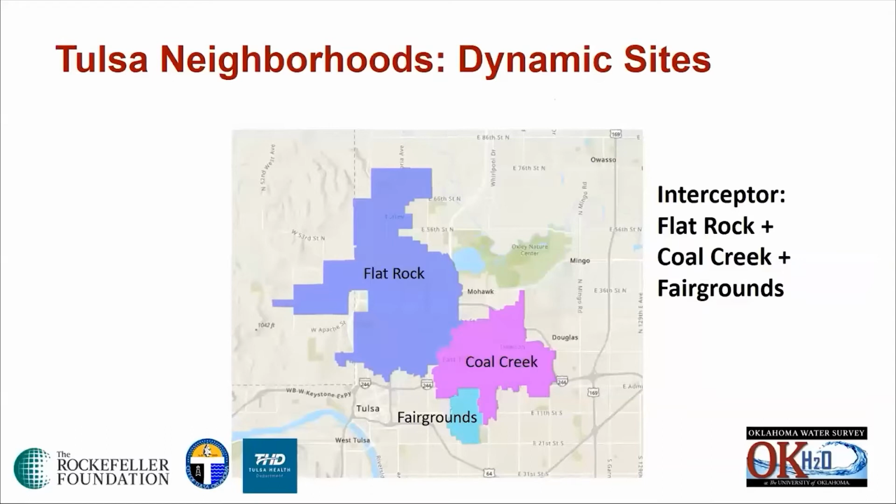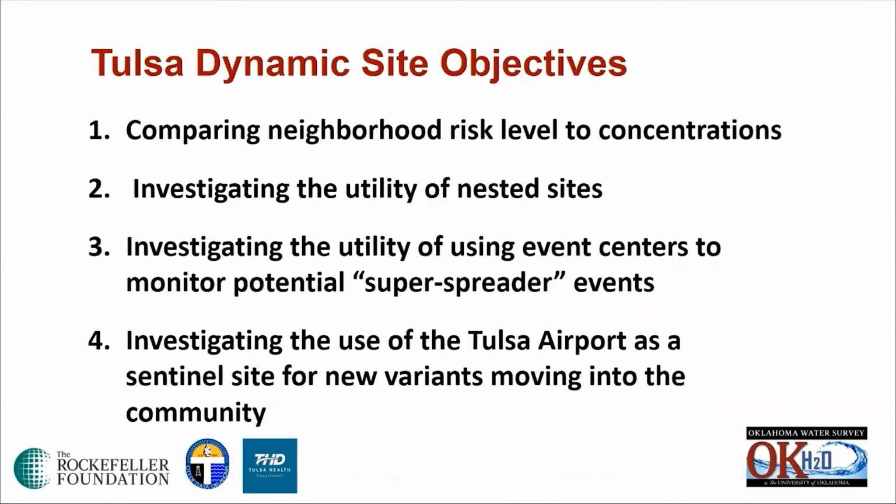So we also looked at neighborhoods in Tulsa, and this was part of the work that we did through the Rockefeller Foundation, partnered with the city of Tulsa and Tulsa Health Department at some neighborhoods that are within a larger wastewater treatment area that is called Tulsa North. And so here you can see on this map, the fairgrounds is actually nested within the broader Coal Creek area. And so those were some neighborhoods that we called dynamic sites, because we would monitor someplace for a while and then look at another objective as part of our Rockefeller Foundation funding.